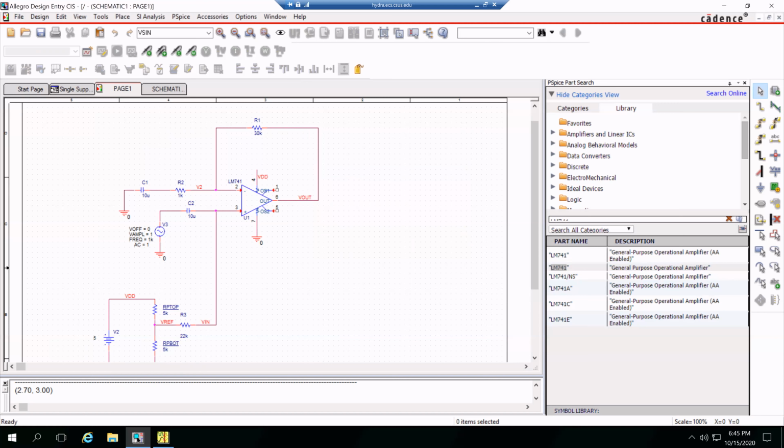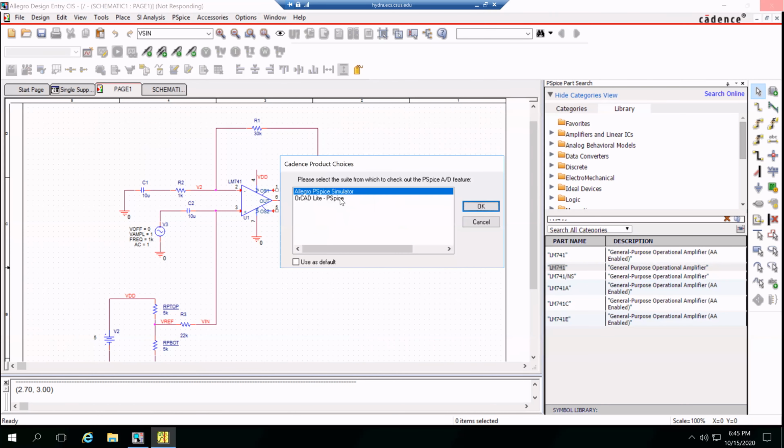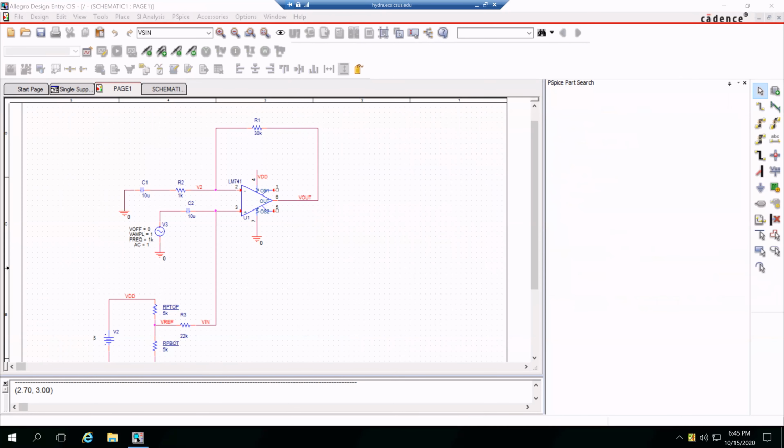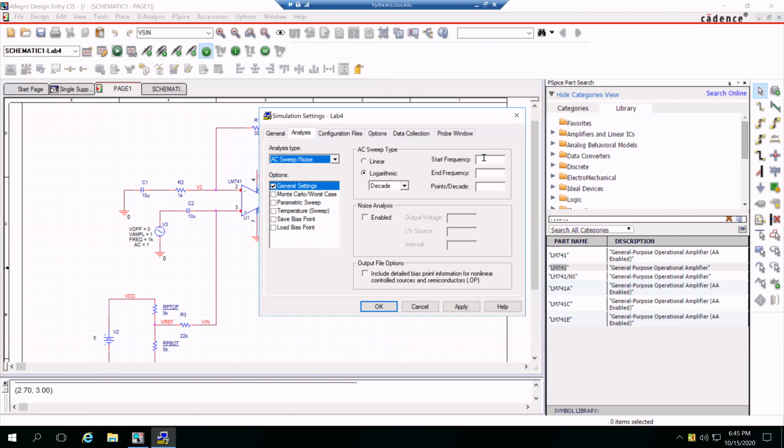Let's see here. Did it take? Oh yeah, got to hit the icon on the bottom. Let's go with this. The first one I'm going to do is an AC sweep. I'm going to go from 1 to, let's do like 10 meg, like 1,000 points per decade.